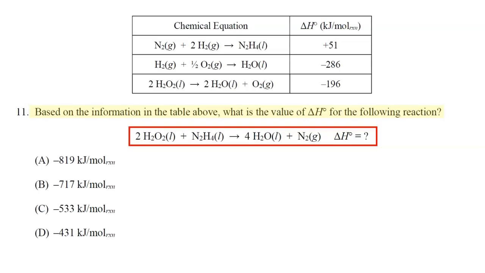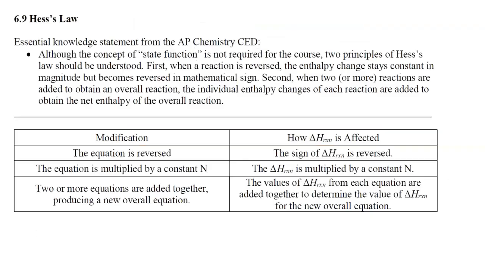Now, question 11 falls under topic 6.9, which is Hess's law. And so with Hess's law, there are various modifications that you can make to a chemical equation, such as reversing the equation, or multiplying all of the coefficients by a particular constant, or adding equations together, and then whatever you do to the equations, you can see how delta H is affected by those modifications.